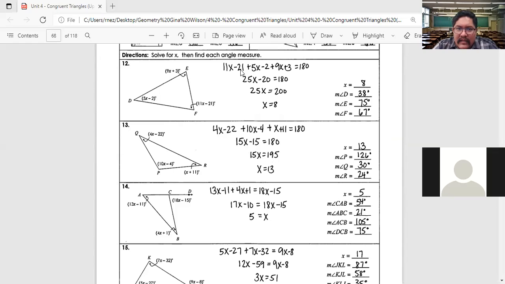Let's see, solve for x and find each angle measure. So let's see what we got here. Since we know that all 3 interior angles add up to 180 degrees, we're going to take each of those and drop them in, so that they're being added to each other. In this case, it would be something like this.